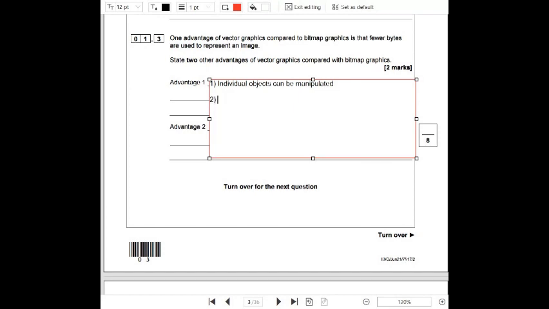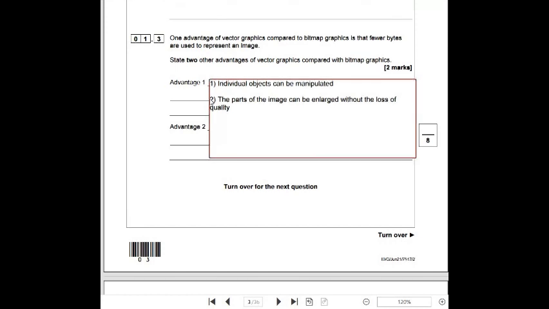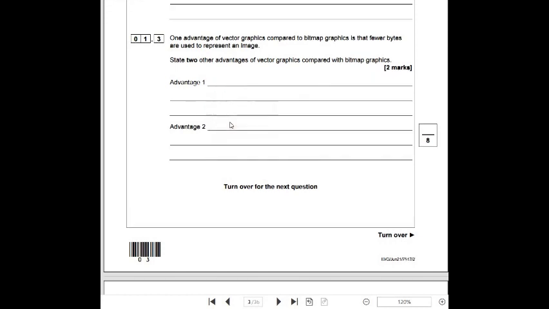Another one you could have is the parts of the image can be enlarged without losing quality, or without the loss of quality. Those 2 points, 2 marks, bosh. There you go. So bosh, as a wise man once said, and I will tell you that wise man at the end of the video. So stick with me if you want to know who the wise man is.